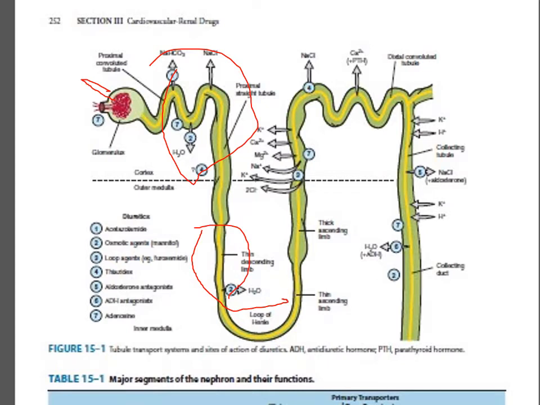If you see, these act at this point. The others are the thiazide diuretics. They usually work at the distal convoluted tubule. The other ones also work at the convoluted tubules at this point. So this is a picture that shows where the different diuretics act and where they have their mechanism of action.